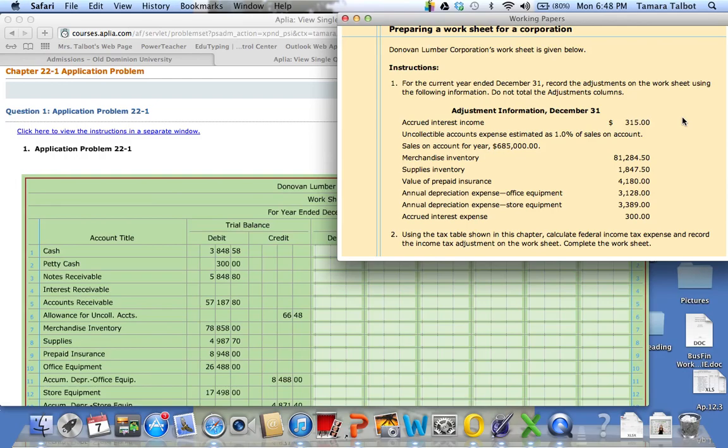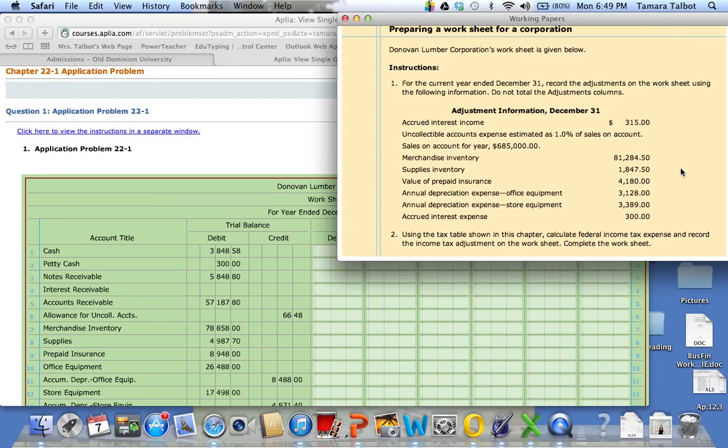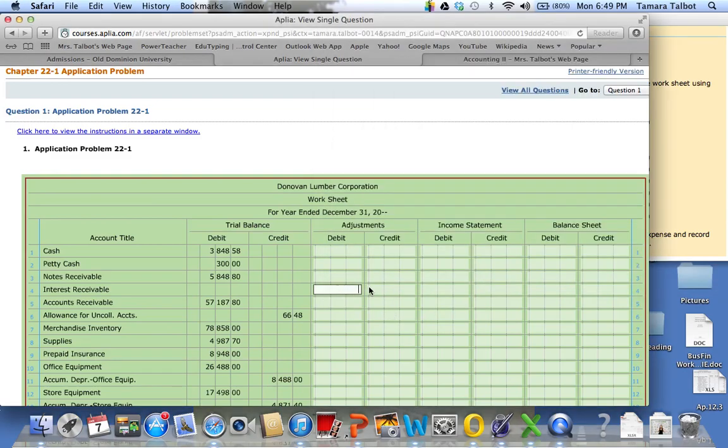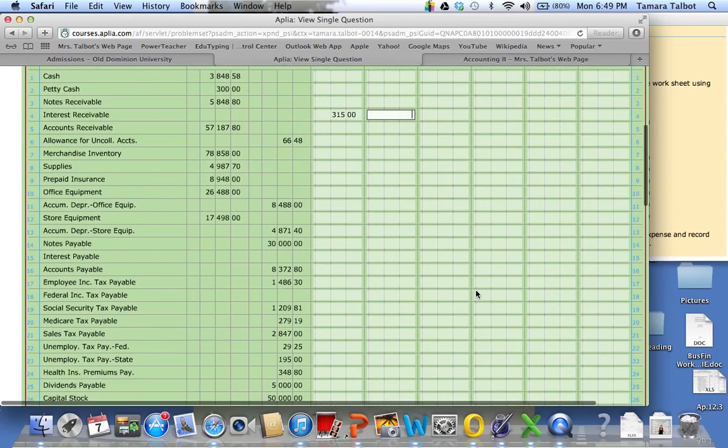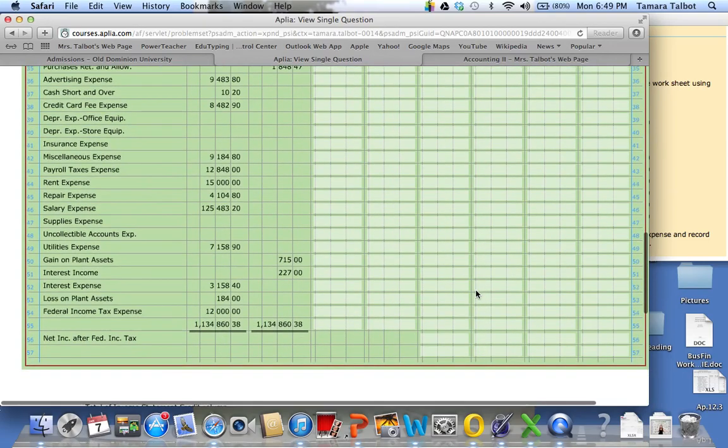Do not total the adjustments column. So we're going to use this information to complete the worksheet adjustments column. The first one, accrued interest income, we're going to actually just use that number, and we're going to use interest receivable will be a debit for $315, and interest income, it's at the bottom I think, will be a credit.